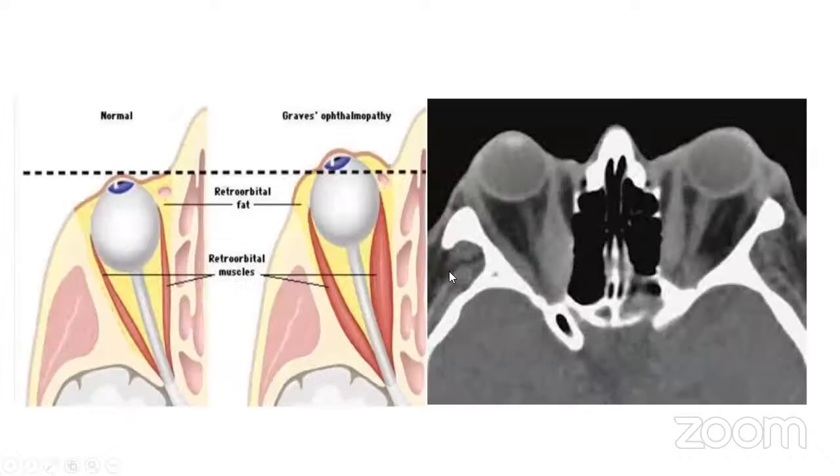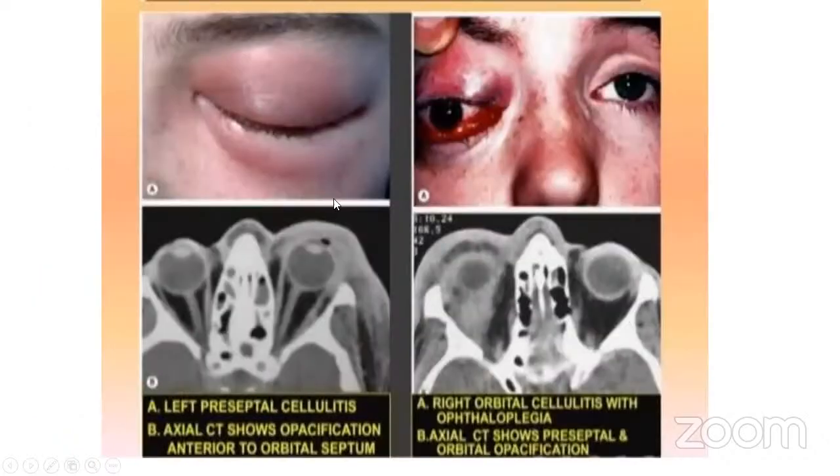Then, in a case of thyroid eye disease, Graves', we can see the insertion remains normal. There is swelling of the muscle belly, and the muscle can also be seen here. Then presence of unilateral proptosis with lid edema in both eyes.